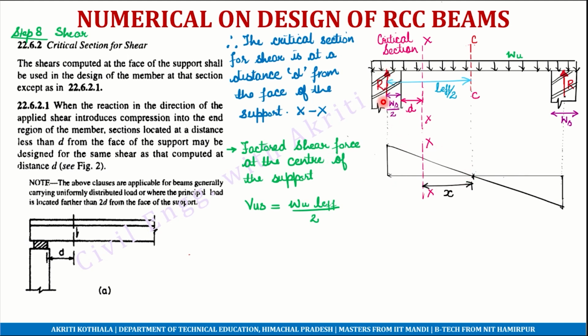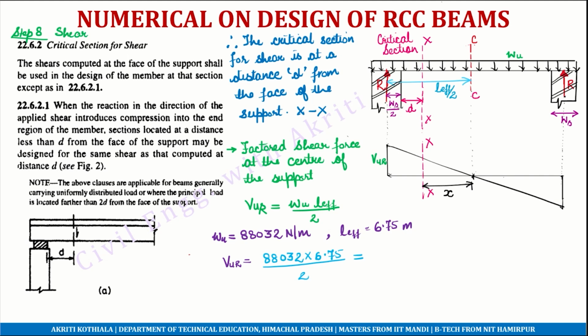We'll calculate this factored shear force using the simple formula Wu L effective by 2, which calculates to be equal to 297108 Newton. So we have the value of VUR, that is the factored shear force at the center of the support. Now we have to calculate the value of the shear force at this critical section C, the factored shear force at this critical section C.